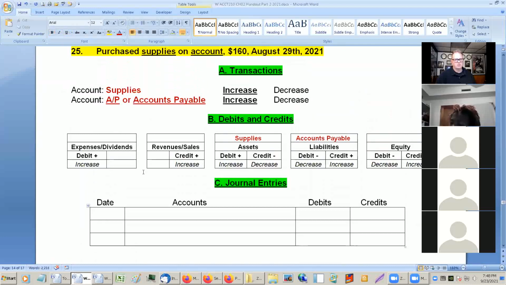Okay, so supplies are increasing with a debit. Quite honestly, if you just want to make the journal entry, you could stop right there. But we're not going to stop right there, because we're going to say, okay, accounts payable increasing with a credit. So they're both increasing.